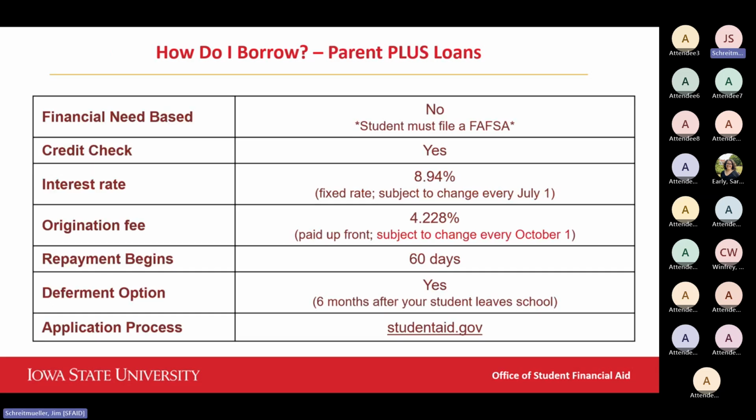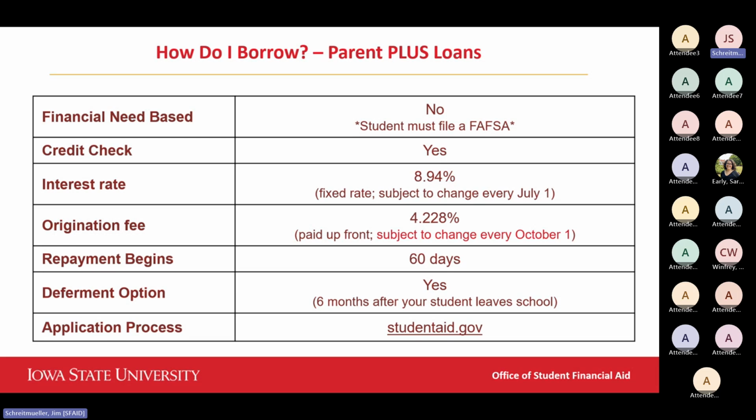So one option is the Parent Plus loan. This is taken out solely in the parent's name from the Department of Education. It's not based on any financial need, but the student must file a FAFSA if you want to take out a Parent Plus loan. They will run a credit check on the parent who is the borrower for the account.